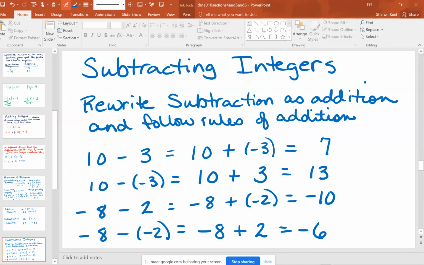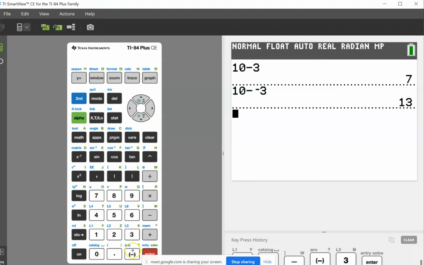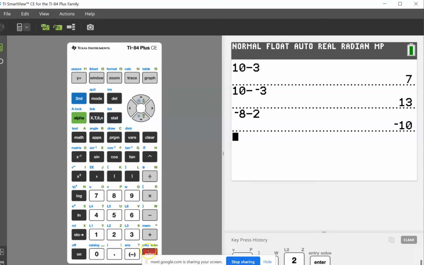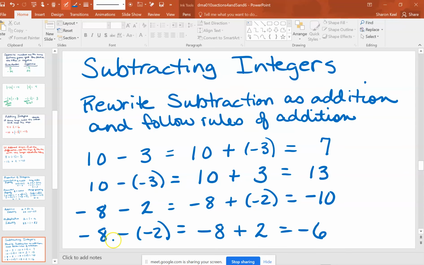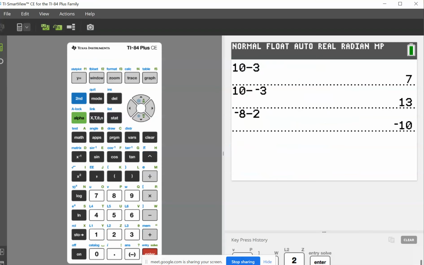Negative 8 minus 2. The first one we key in with a negative sign, negative 8, and then it is minus 2, which is the negative 10. The last one was negative 8 minus negative 2. So negative 8 minus negative 2 is going to give us a negative 6.